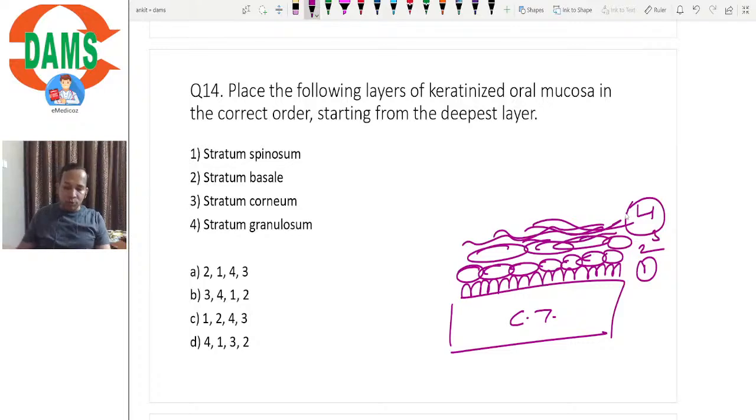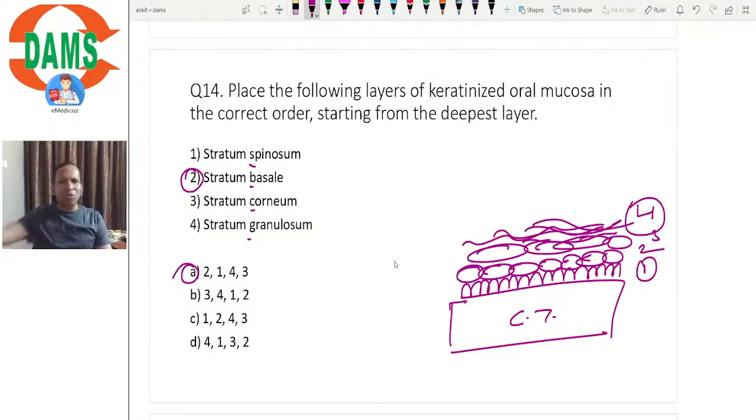Moving to the outermost layer. So from the innermost we have to move to the outermost layer, right? So which is the innermost layer? Is it the spinosum, basal, corneum or granulosum? It has to be the lowest, at the base, right? So it has to be basal, and here it becomes quite easy for you, isn't it? Just one option with option 2 at the beginning, right? So basal followed by spinosum followed by granulosum, and corneum is the outermost layer.